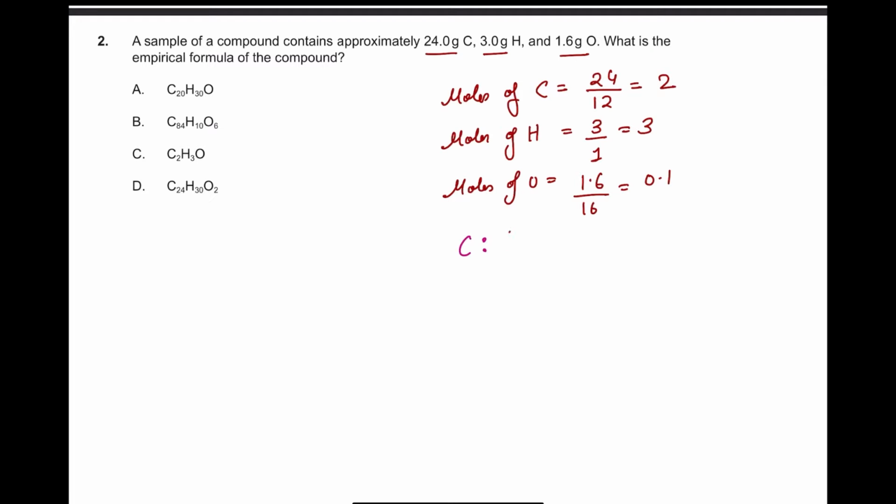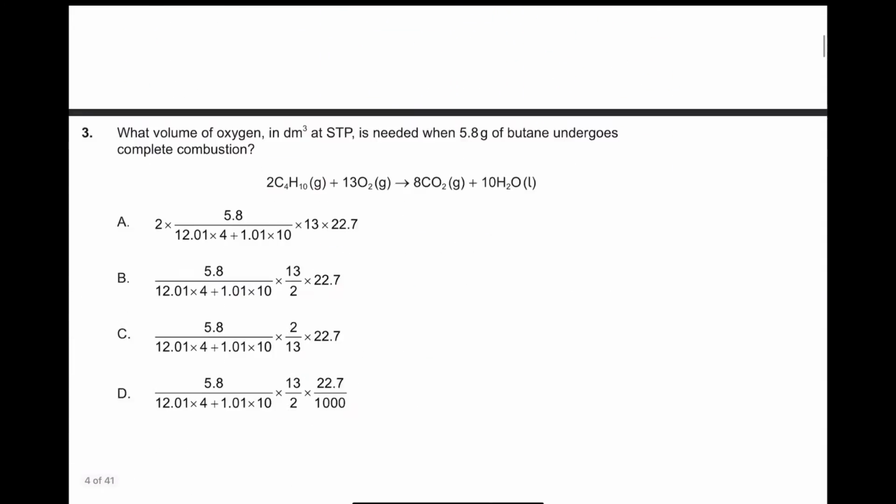Now we need to find the simplest whole number ratio between these three moles. Okay, so C is to H is to O. It is 2 is to 3 is to 1. I'm just replacing them with the moles. So to find the simplest whole number ratio, we have to just multiply all of these with 10. So 20 is to 30 is to 1. So the compound finally becomes C20H30O. So option A is our correct answer to this question. Now let's move on to the third question.